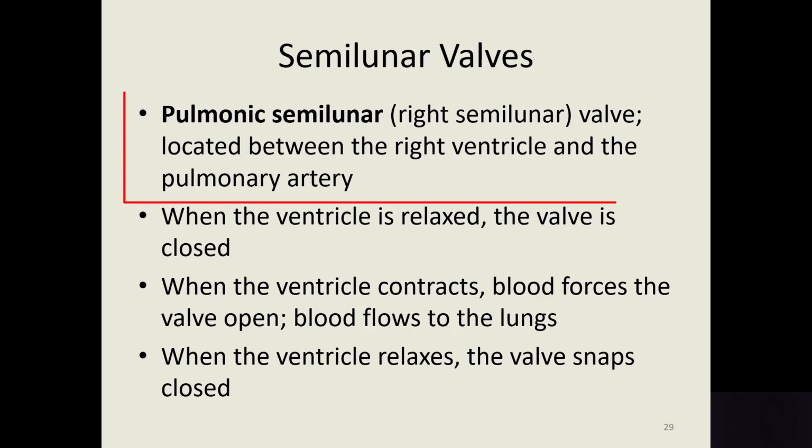The pulmonic semilunar valve is sometimes called the right semilunar valve, and that's located on the right side between the right ventricle and the pulmonary artery. When the ventricle is relaxed, the valve is closed, so that blood doesn't passively flow into the pulmonary artery. When the ventricle contracts, it forces the valve open and blood flows into the lung. When the ventricle relaxes, that valve snaps closed.